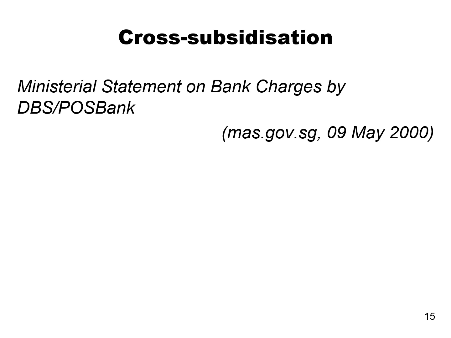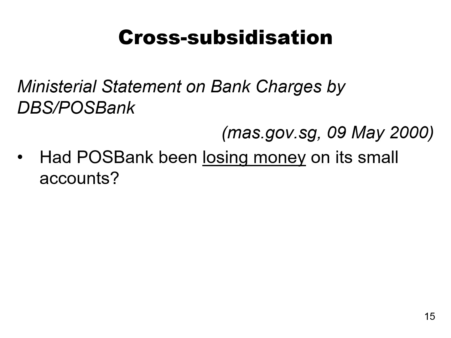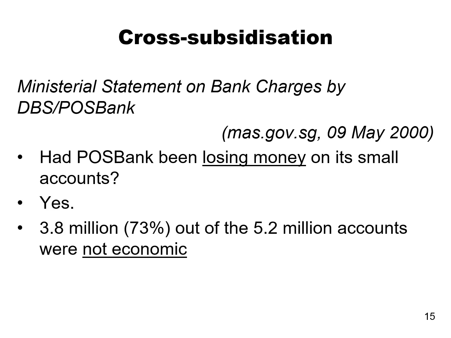Okay, this is a ministerial statement on bank charges by DBS. Has POSB been losing money on small accounts? Yes. In fact, it's about 3.8 million out of the 5.2 million accounts. It's not economical. Basically, it's not making money. The bank is basically losing money.